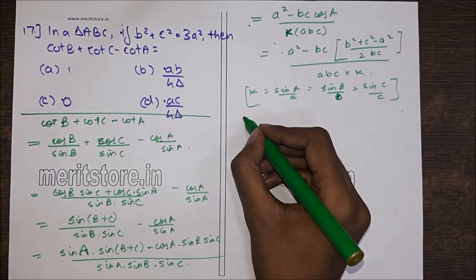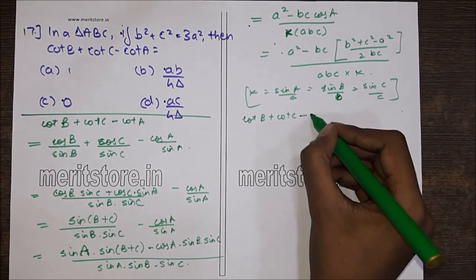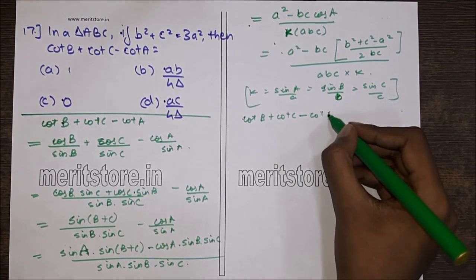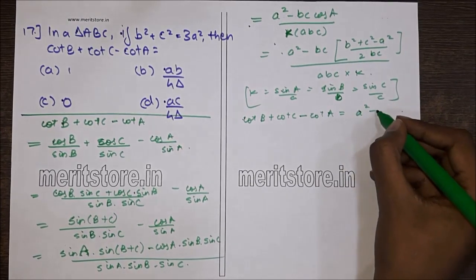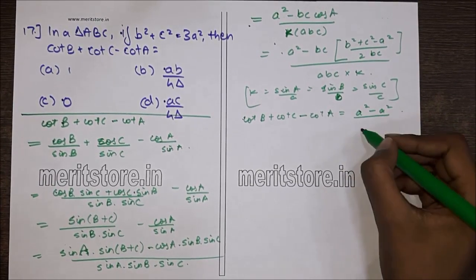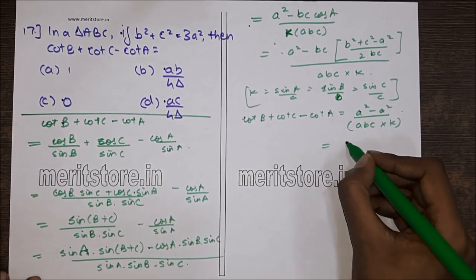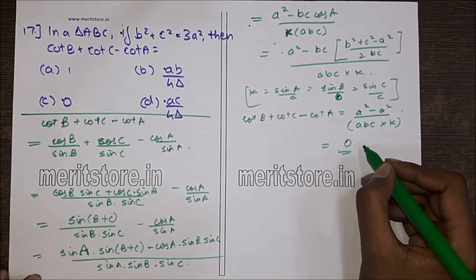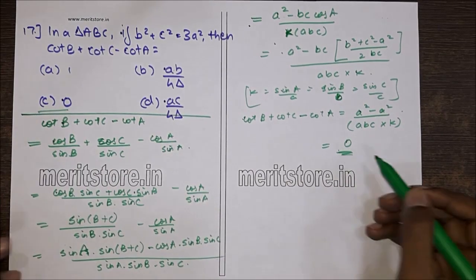So now we have cot B plus cot C minus cot A is equal to, simplifying this, we get (b square plus c square minus a square) divided by abc into k, which is equal to 0. So the answer is C, 0.